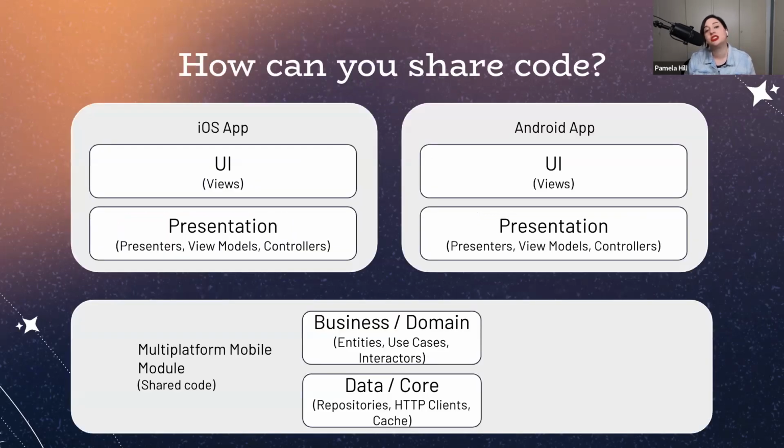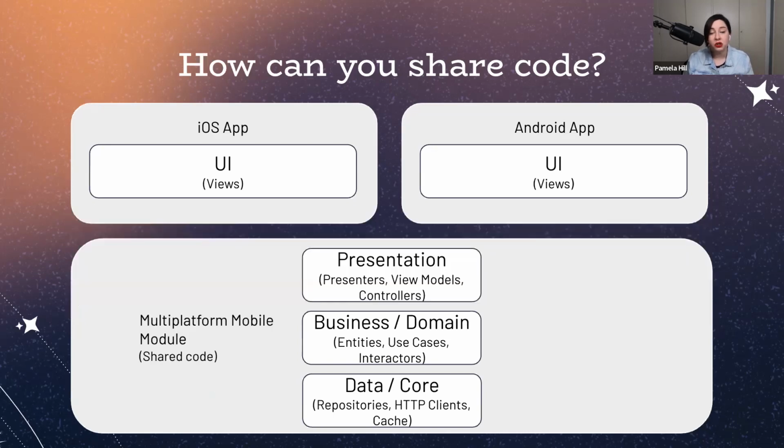I've mentioned that you can share code between different platforms and the decision is yours on what you share and don't share. But there are common scenarios of code sharing. In this slide, you can see that I'm sharing the data or core layers and also the business and domain layers, but I've chosen not to share the presentation or UI layers, and that's completely fine. But we can go one step further and also share the presentation layer of presenters, view models, and controllers as well. It just depends on your architecture. To reiterate, the choice is yours.